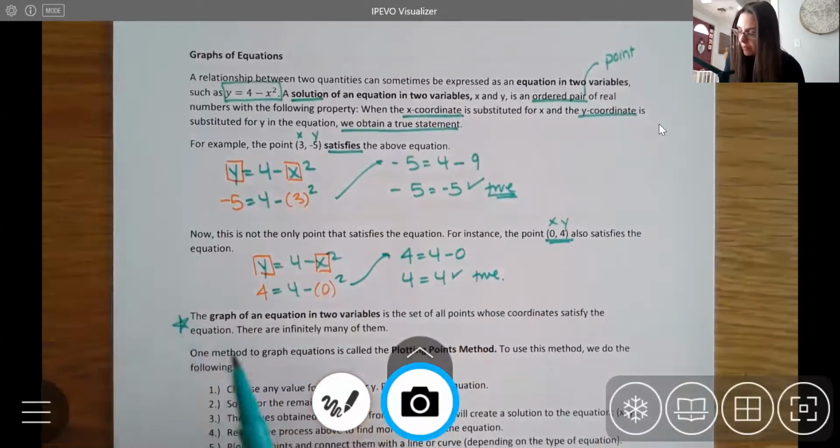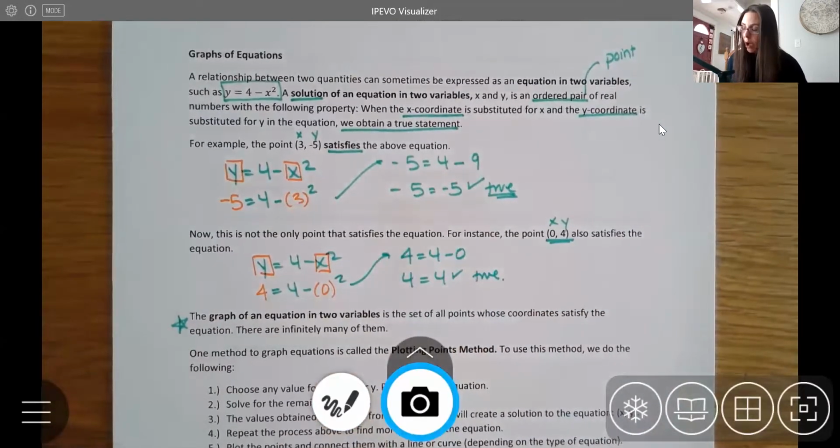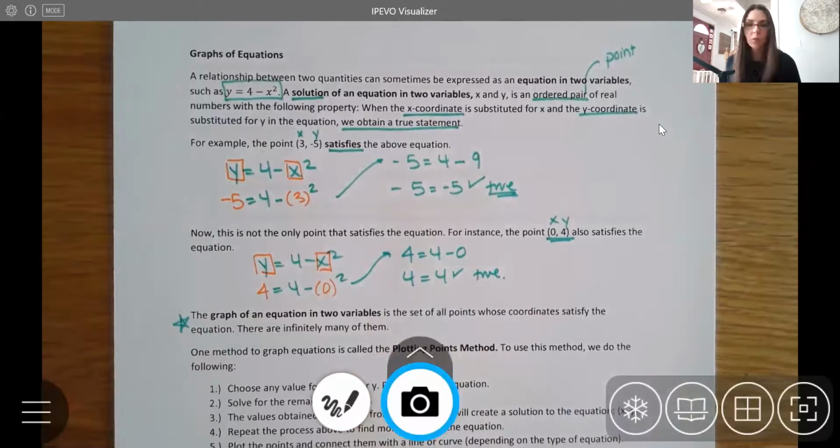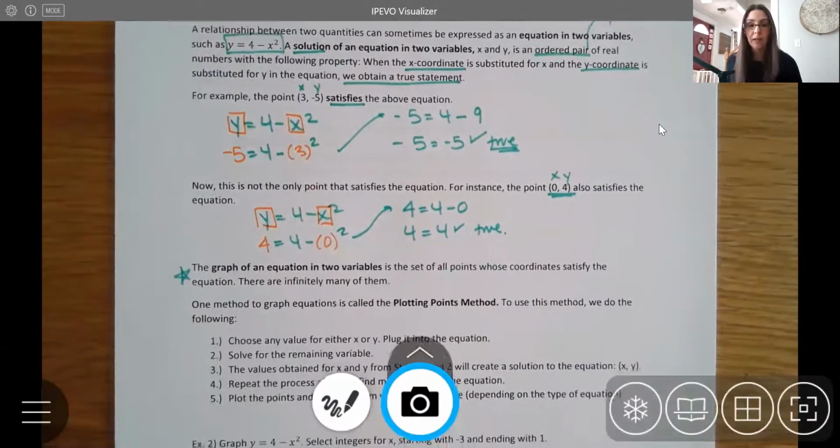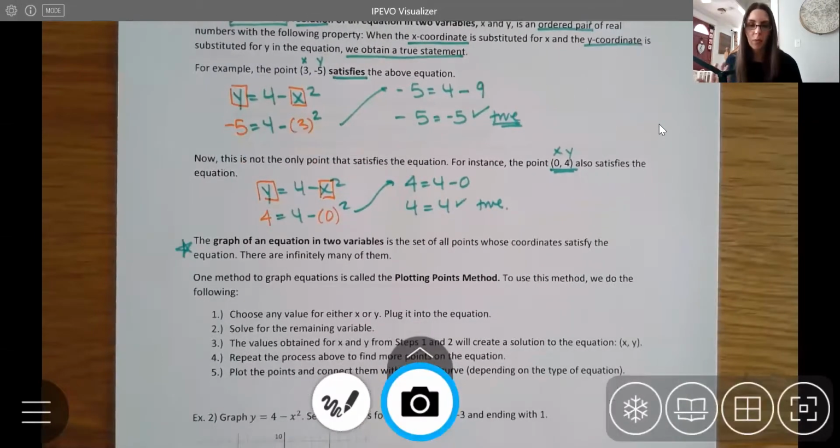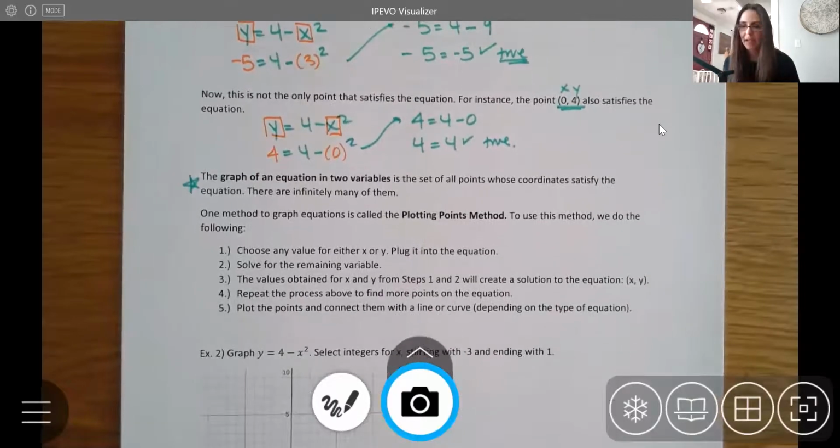So the graph of an equation in two variables is a set of all points whose coordinates satisfy the equation. And there actually are infinitely many of them. So it's not just one or two, but there's infinitely many. We can get as many as we want to. And what we're going to do next is actually show some examples on how to graph those equations.